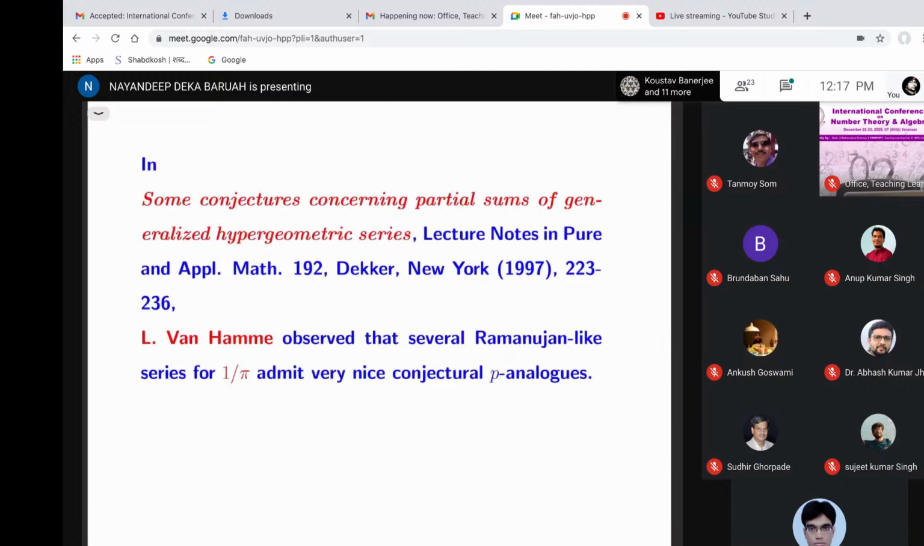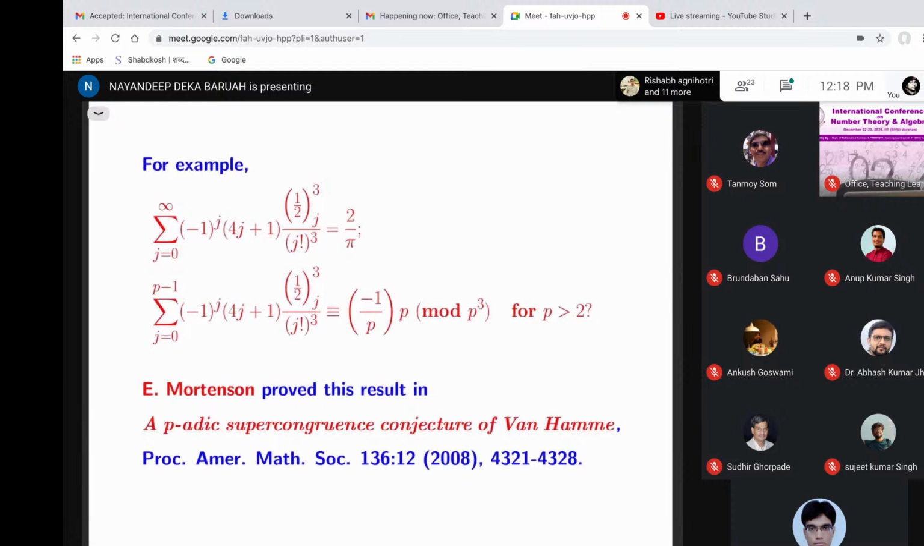And the rest of these were proved, with the complete proof of the last one, the 13th one, given by Osburn and his co-authors, I think Osburn and Zudilin. So they proved in 2016 the last of the 13 series conjectured by Van Hamme. And by using the WZ method, Zudilin proved many more supercongruences. And in fact, this year also, there are many more papers on these supercongruences.